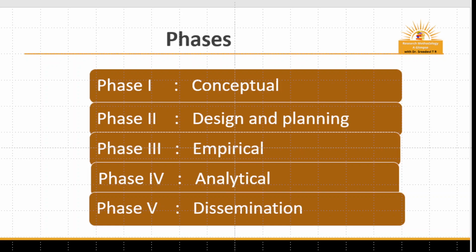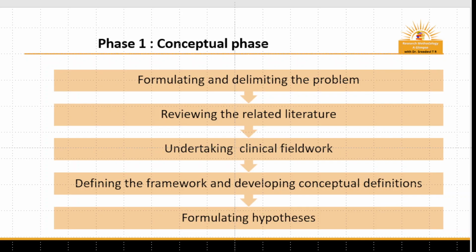in a quantitative study. There are 5 main phases in a quantitative study. They are phase 1, conceptual phase, phase 2, design and planning phase, phase 3, empirical phase, phase 4, analytical phase, phase 5, dissemination phase. In each of these phases, different steps are included.